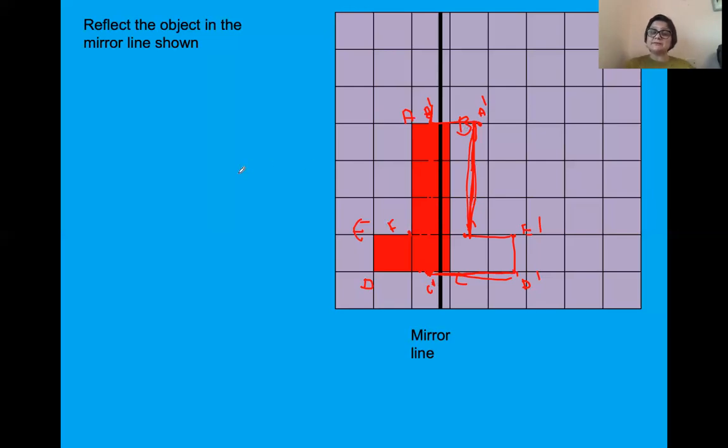So as long as you reflect every single corner on the other side of the mirror line correctly, the same distance. So if the previous corner appears on the left, then A dash should be on the right. And if B appears on the right, then B dash should be on the left. So it's all about accuracy, all about using the ruler and pencil, please, when you work with shapes or graphs.